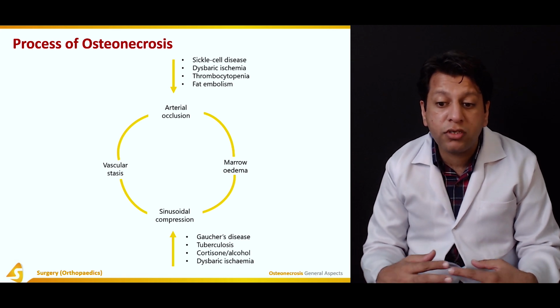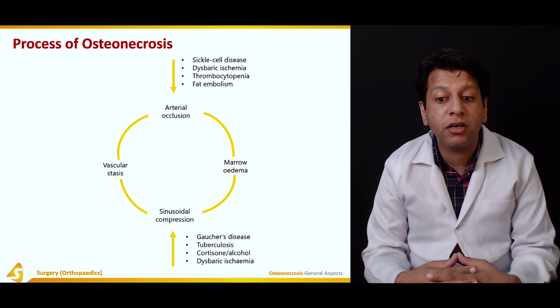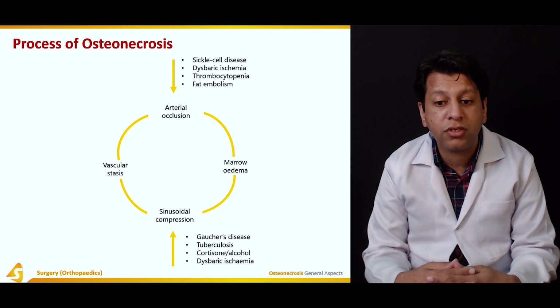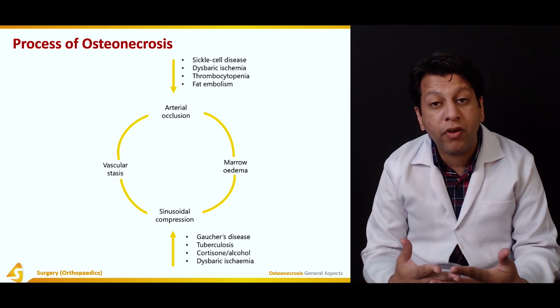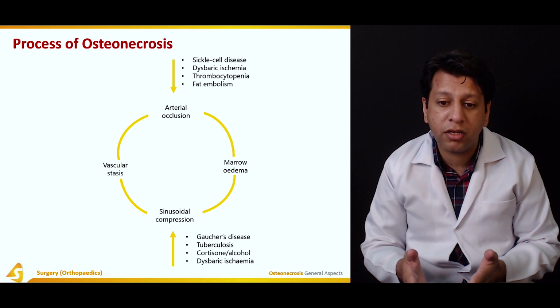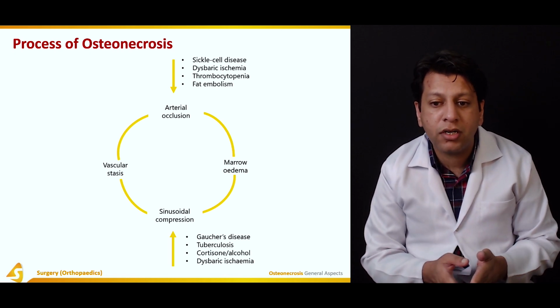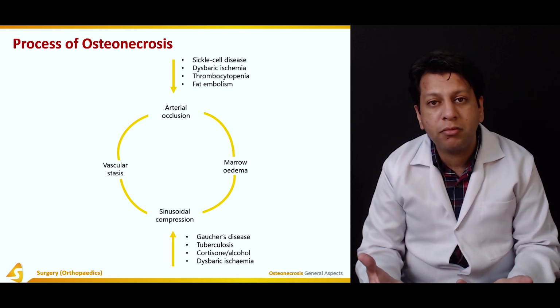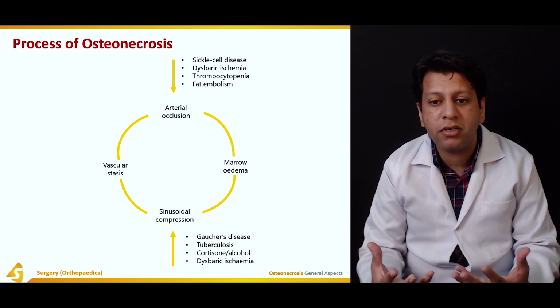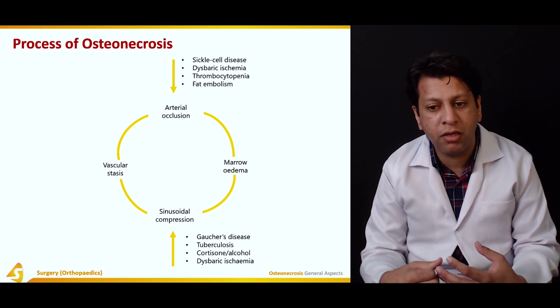In case of Gaucher's disease, tuberculosis, or alcohol or cortisone, sometimes they directly affect the sinusoid. There is increased sinusoidal compression. Then there is vascular stasis, which increases the intra-compartmental pressure, leading to arterial occlusion and marrow edema.